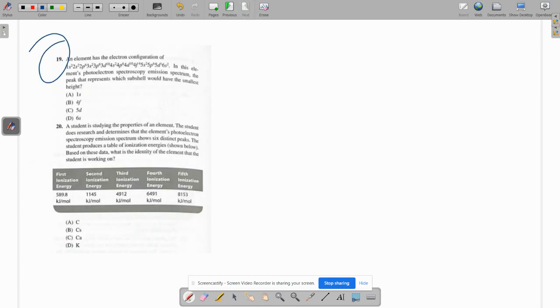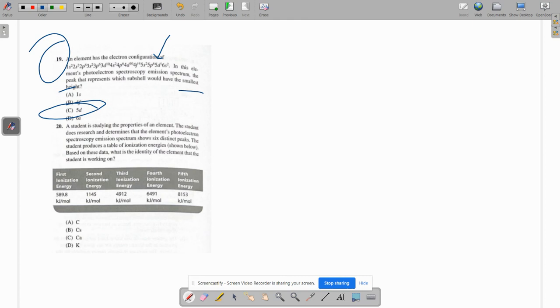Question 19 says an element has this electron configuration and the element's photoelectron spectroscopy emission spectrum. The peak that represents which subshell would have the smallest height? So you remember, height is how many electrons have that binding energy or are in that subshell. So I'm basically looking for the one that has the least amount of electrons. And it looks like this 5d1 is going to be our winner. It only has one electron in it, so that would be the shortest peak, 5d1.